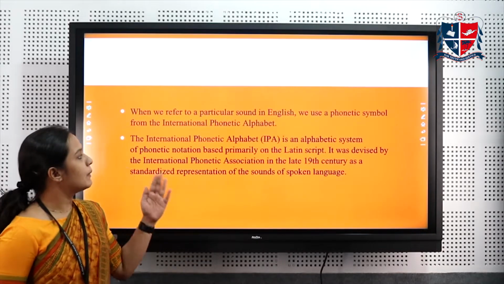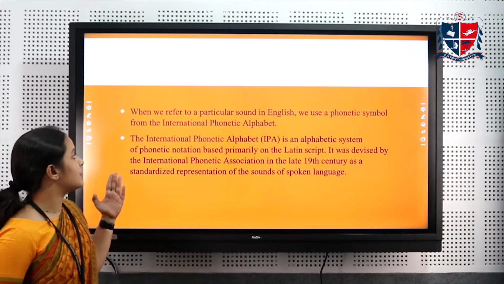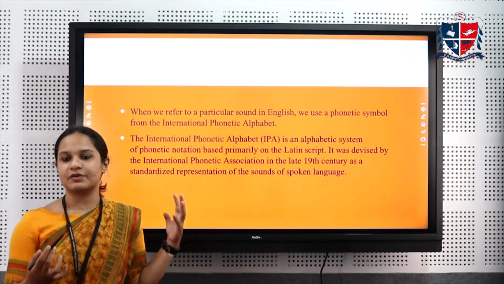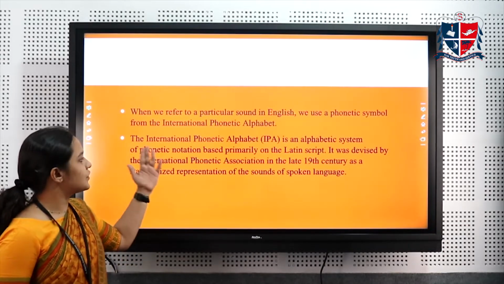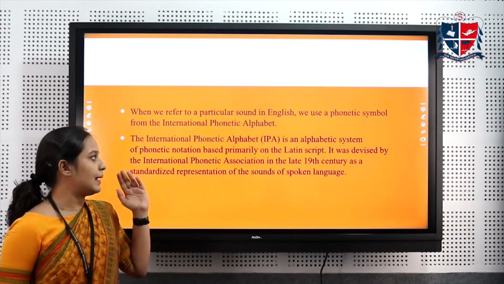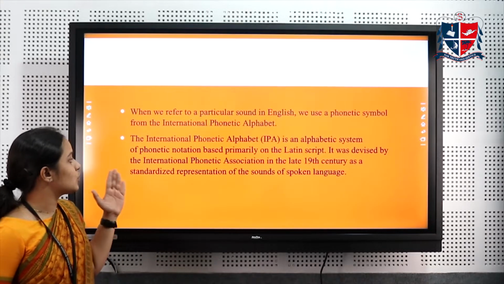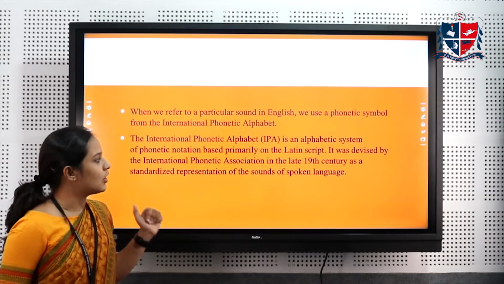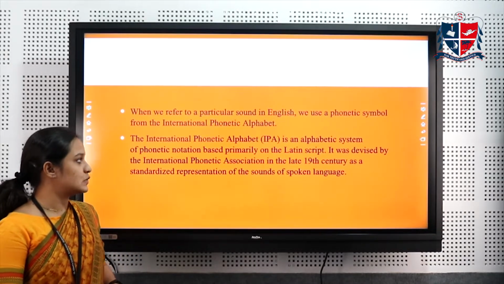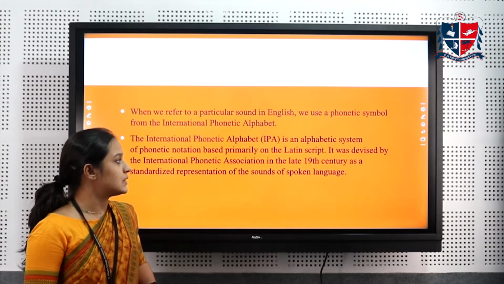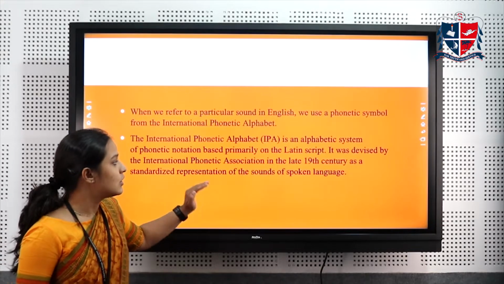When we refer to a particular sound in English, we use a phonetic symbol from the International Phonetic Alphabet. So what is International Phonetic Alphabet? International Phonetic Alphabet, or IPA, is an alphabetic system of phonetic notations based primarily on the Latin script. It was devised by the International Phonetic Association in the late 19th century as a standardized representation of sounds of spoken language.